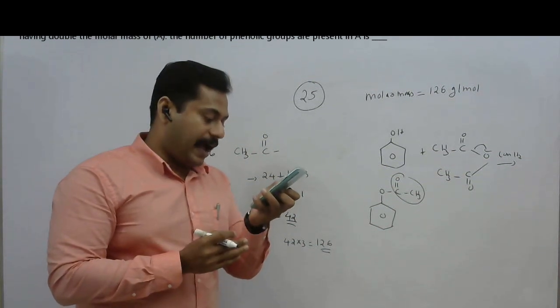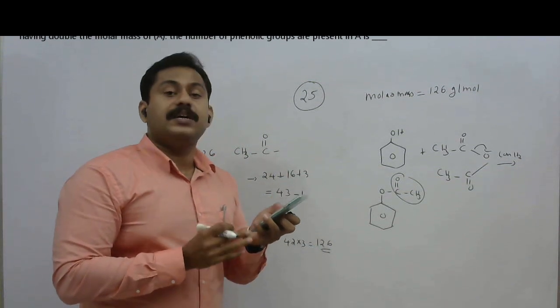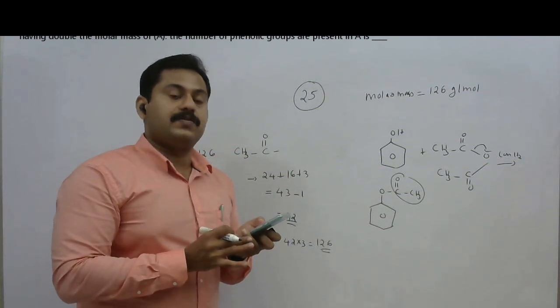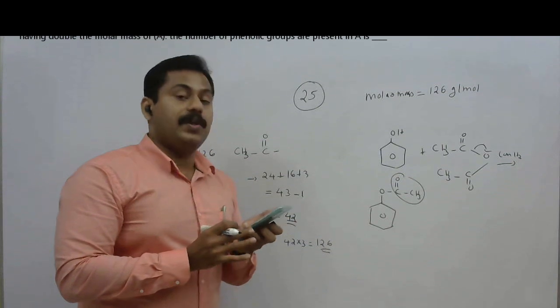So the correct answer will be, which is the correct answer? 3. Integer type, only 3. So question number 25 is also over.